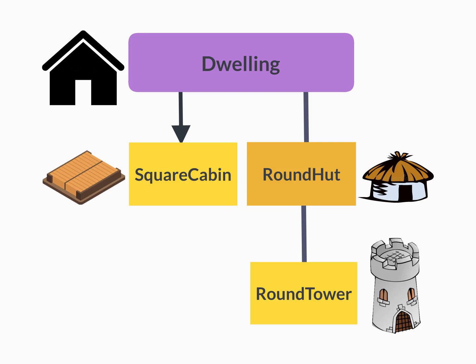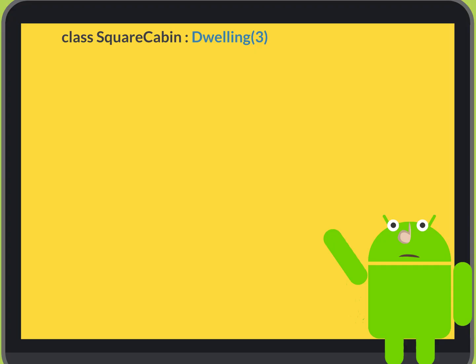2. If extending from a parent class, you must pass in the parameters required by the parent class. Dwelling requires entering the number of residents. However, you want your program to be more flexible and allow SquareCabins to have different numbers of guests. Therefore, residents is included as a parameter in the SquareCabin class definition. Don't declare residents as val, because you are reusing a property already declared in the parent class Dwelling.